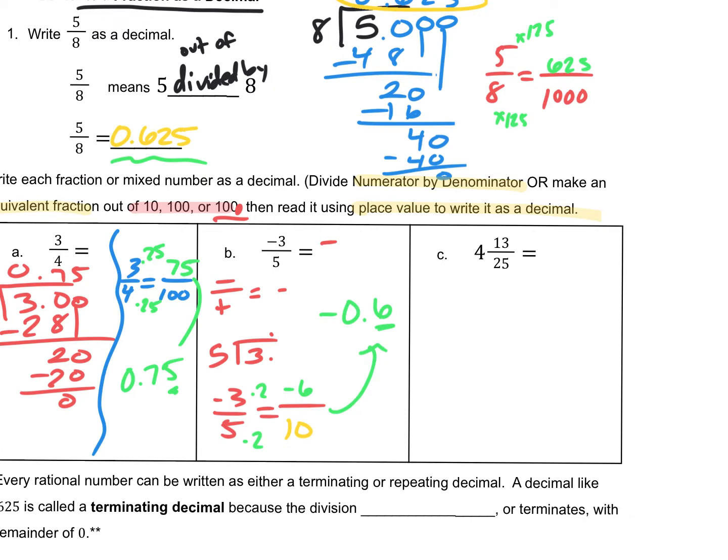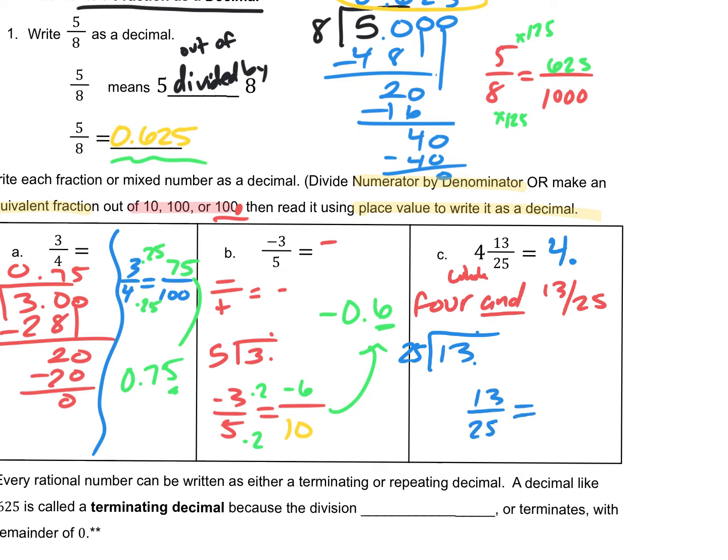Last one here, we know that our 4 is my whole number, and we read a decimal as "and." So another way to read this is 4 and 13/25. Okay, so again, I can do division and just keep that 4 as my decimal, so it'd be 4 and something. I could do 13 divided by 25, do my division, or again, I see that my denominator is a factor of 100, so that's a place value.